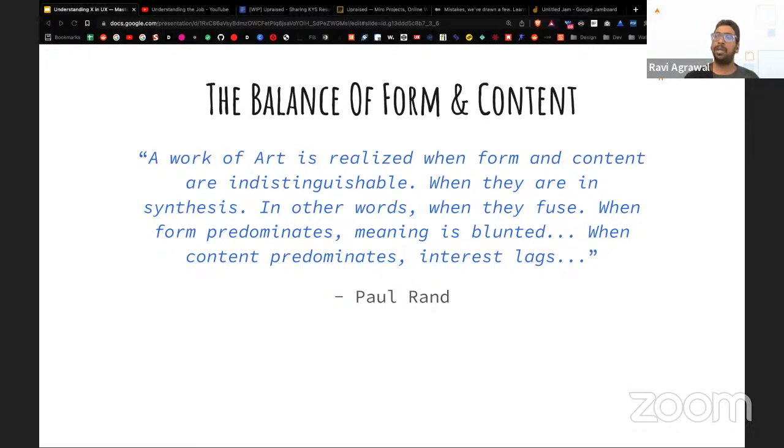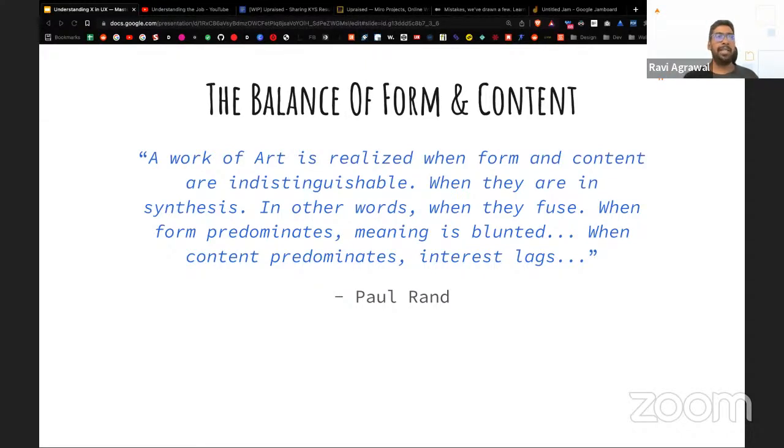Because I see that in design, it is very easy to give feedback on visual design, because that's the thing that you see the most. But what is good visual design? It is a balance of both form and content.